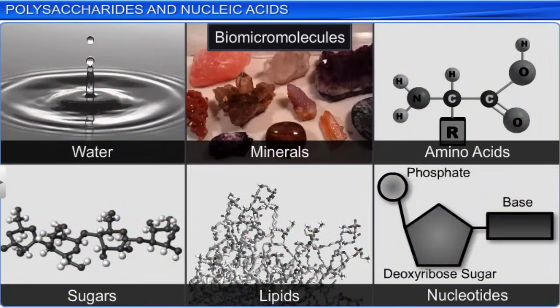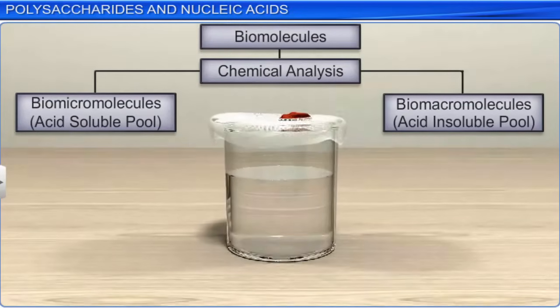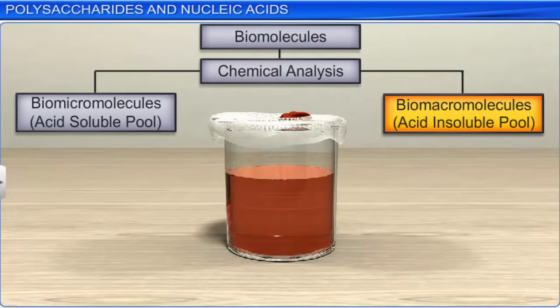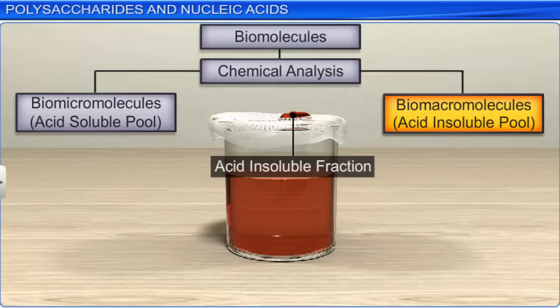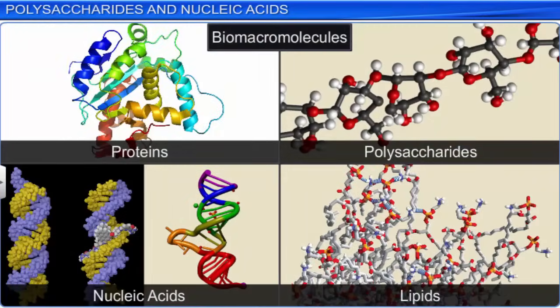minerals, amino acids, sugars, lipids, and nucleotides. On the other hand, biomacromolecules are compounds found in the acid-insoluble fraction. They have molecular weights in the range of 10,000 daltons and above. Biomacromolecules, or compounds which come from the insoluble fraction, are proteins, polysaccharides, and nucleic acids.